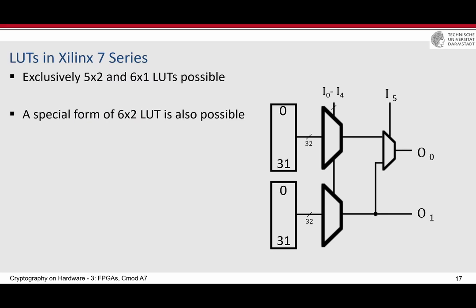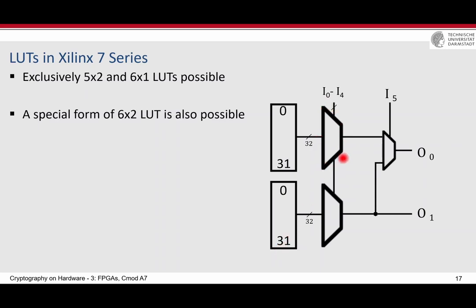In Xilinx 7 series, the lookup tables are not 4 to 1. Of course, you can ignore 2 inputs and then realize a 4 to 1 LUT. But the LUTs are actually like this: either you have 5x2 or 6x1 LUT. There are 2 LUTs here in every LUT that you have, since 6 inputs with 64-bit configuration.